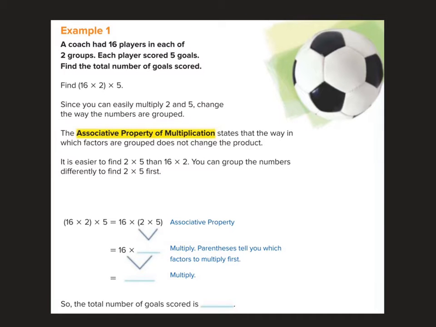Here we go. A coach had 16 players in each of two groups. So I have two groups with 16 and 16, right? Two groups of 16. Each player scored 5 goals. So find the total number of goals. First our goal is to find out how many players there are. So I'm going to multiply 16 times 2, and then multiply that number by 5.